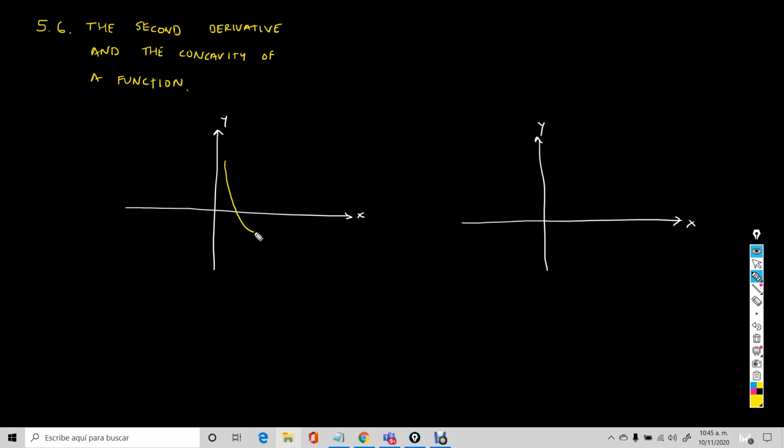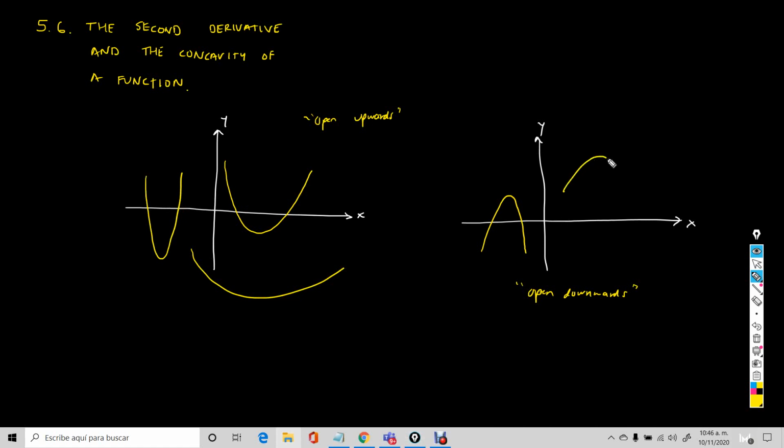Ones that look like this, and ones that went like this. You see? Basically, ones that opened, that's one of the common words employed, open upwards, like so. And ones that open downwards. Okay? I'm going to draw more of these. For example, this one also opens upwards, and this one opens downwards, this one too.